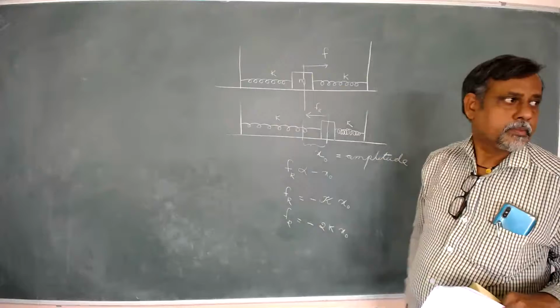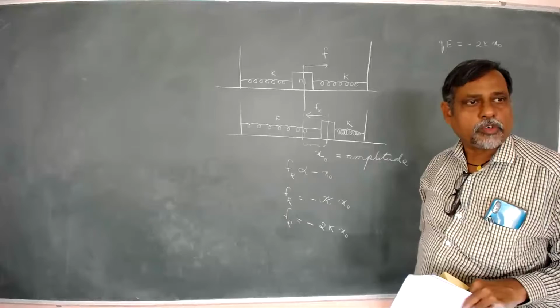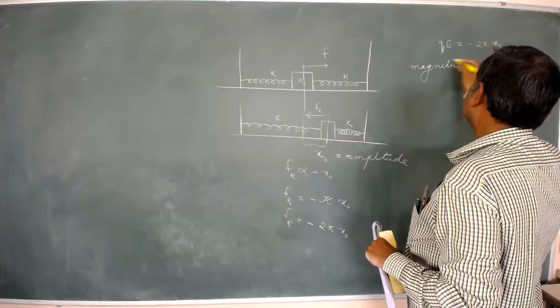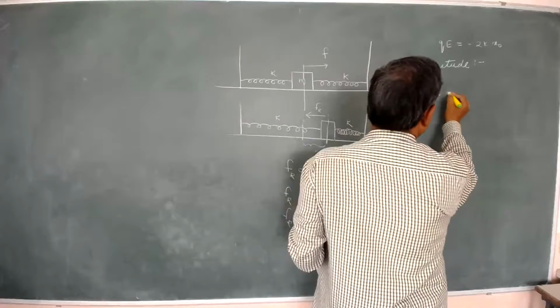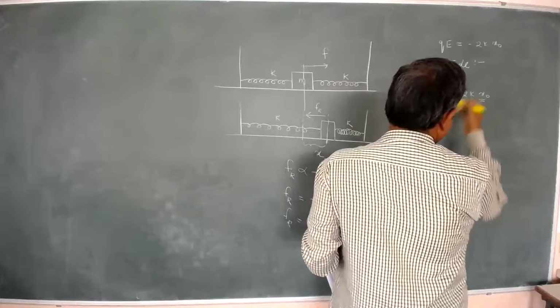So in this particular case, how can you write it? This can be written as Q into E, that is minus 2K into X naught. Now, since I am talking about magnitude, if you take only the magnitude, this QE can be written as 2K into X naught. Understood? So this X naught is the amplitude. Got it?